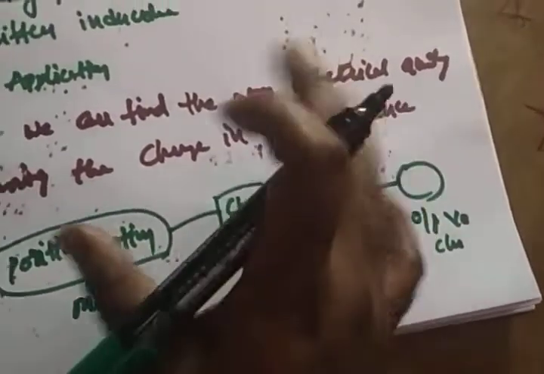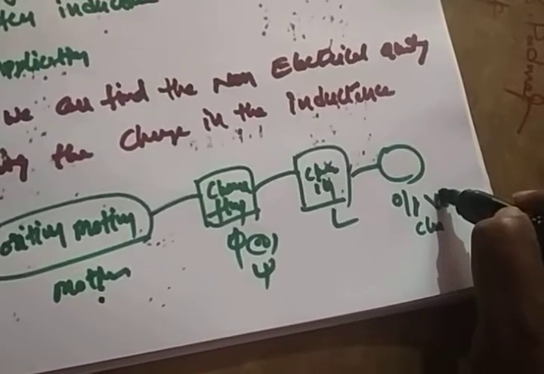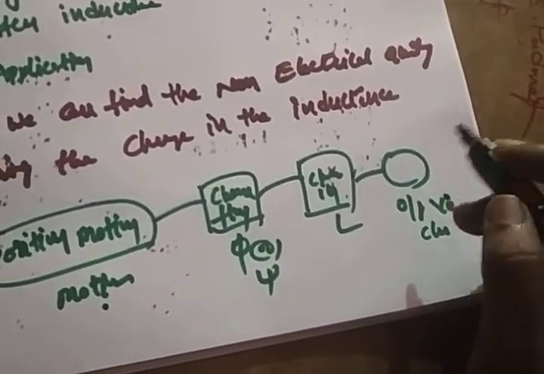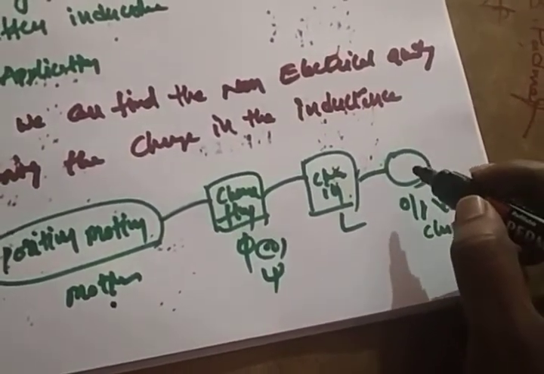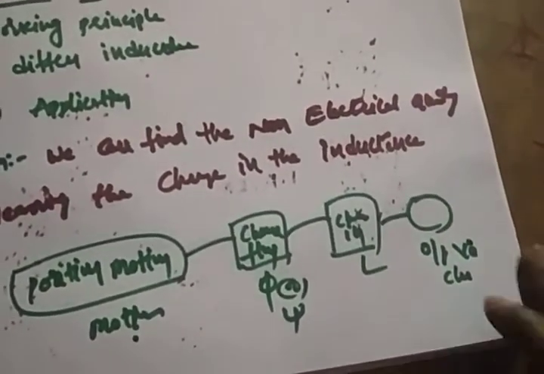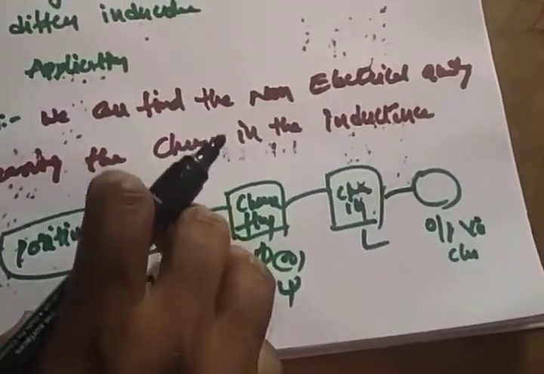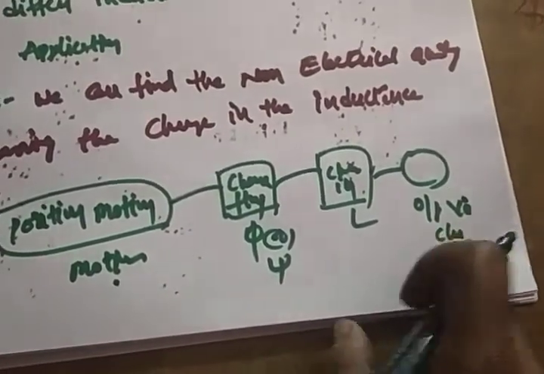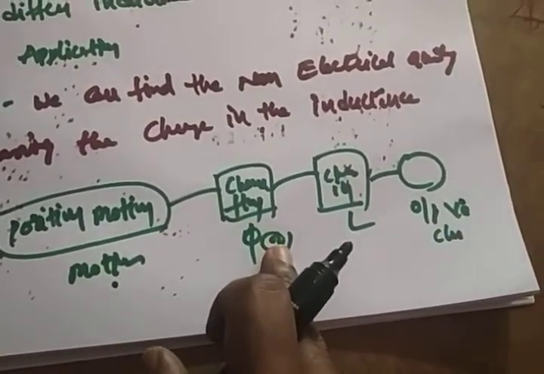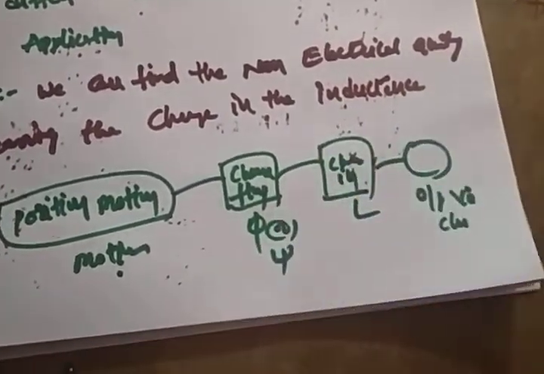We just need these types of inductive transducers, right? Whatever the motion, which is analogous to the change in inductance, we measure the change in inductance with the help of a voltmeter connected across the inductor. Whatever the motion, you need to find your non-electrical quantity, which is converted to an electrical quantity. First it will convert to a change in flux, and when the flux changes, obviously a change in inductance will be present.